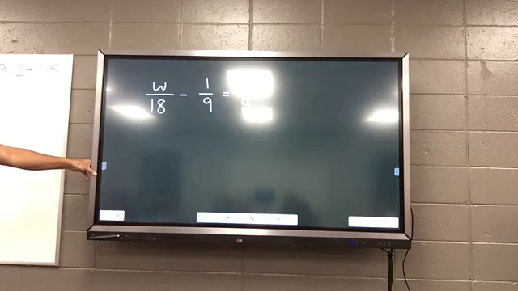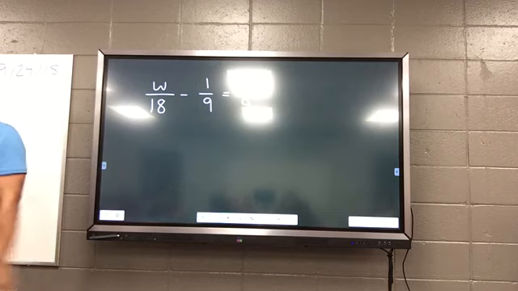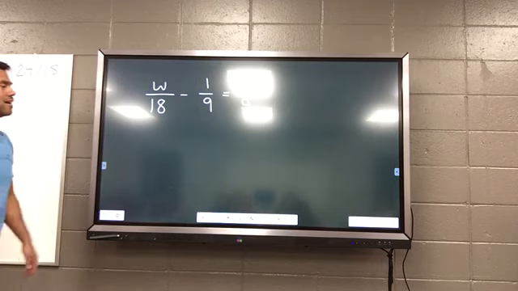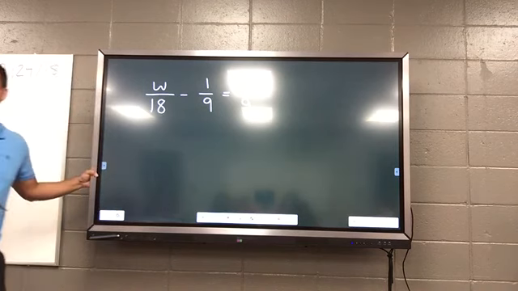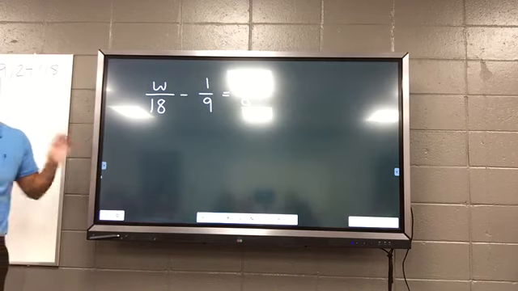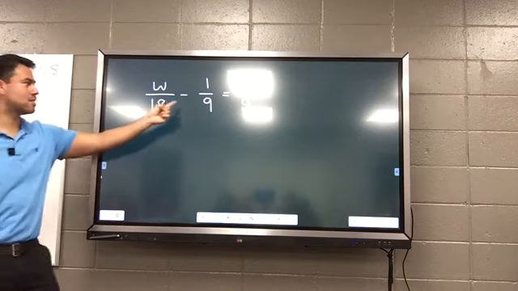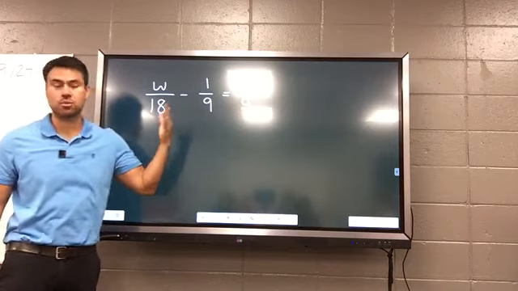Okay, here's what I'm going to do. I'm going to use the multiplicative property of equality. I'm going to multiply both sides by the LCD of 18, 9, and 9. What's the LCD of 18, 9, and 9? Least common denominator. 18. 18 is the smallest number that all of them fit into. That's what we mean by LCD.